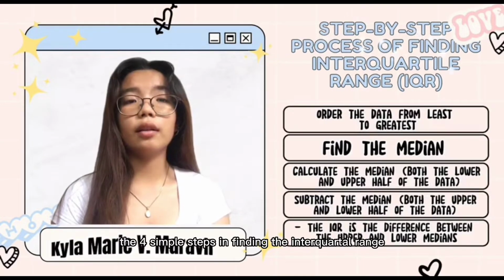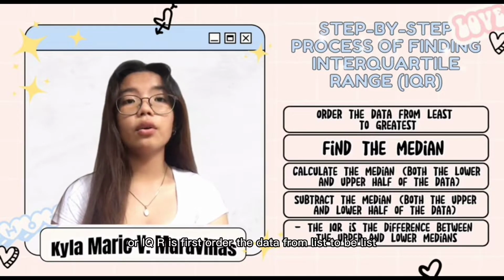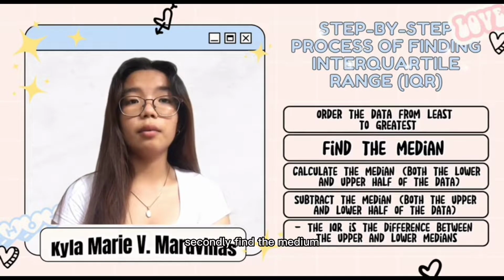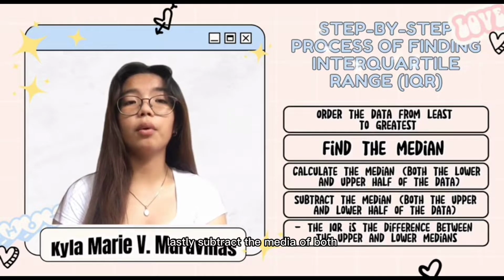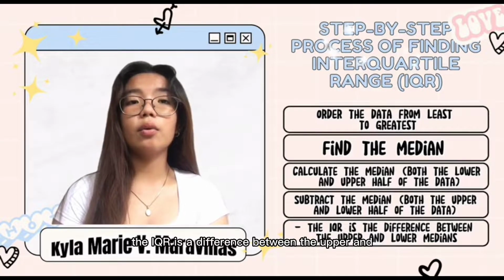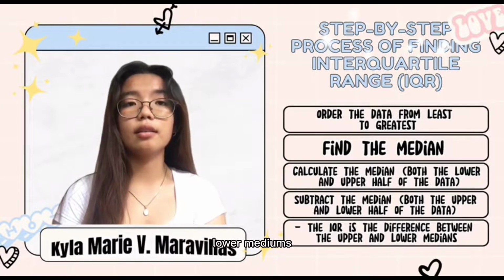The four simple steps in finding the interquartile range, or IQR, are: first, order the data from least to greatest. Secondly, find the median, then calculate the median of both the lower and upper half of the data. Lastly, subtract the median of the lower half from the median of the upper half. The IQR is the difference between the upper and lower medians.